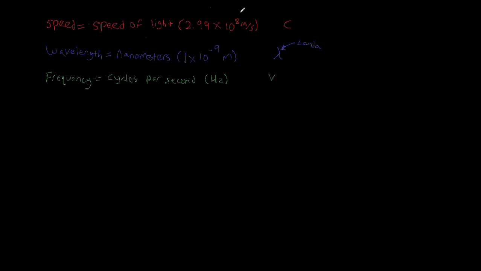So, just to recap, we have speed, which is the speed of light. We have lambda, or wavelength, which is measured in nanometers, and we have frequency, which is measured in hertz or cycles per second. So what I want to do now is generate 3 equations that relate these 3 terms to each other. So equation 1.